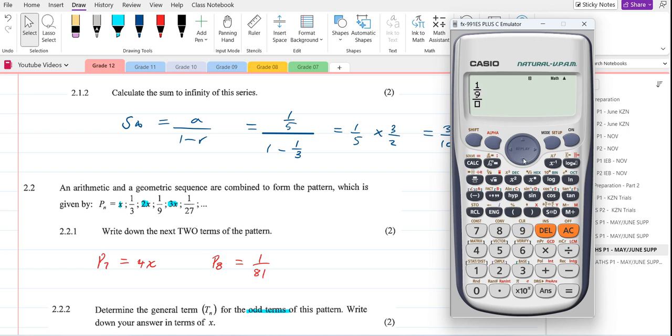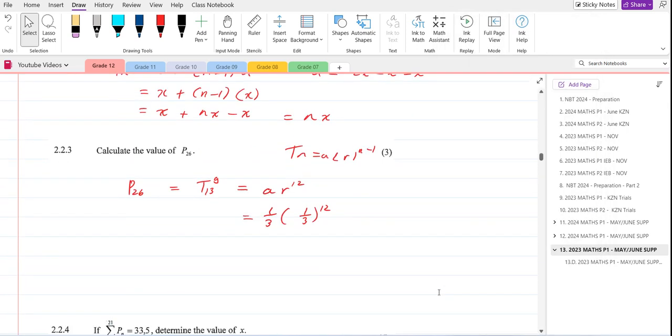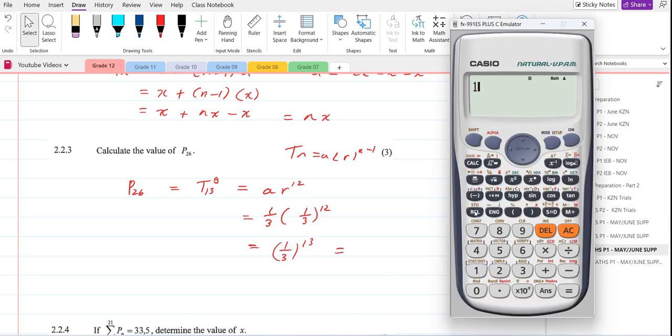1/9 divided by 1/3. So I'm getting 1/3. Alright, so the common ratio is 1/3. Now 1/3 times 1/3 to the power 12 is basically 1/3 to the power 13. And I want to see what that answer is. 1/3 to the power 13 should be a large answer.